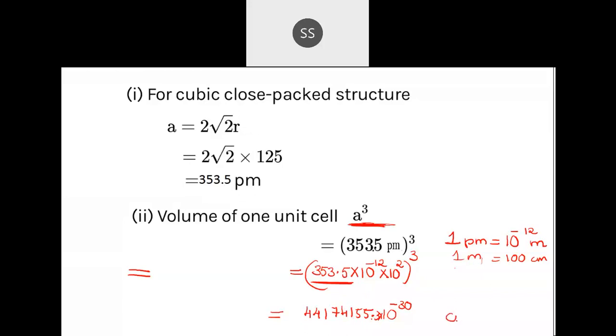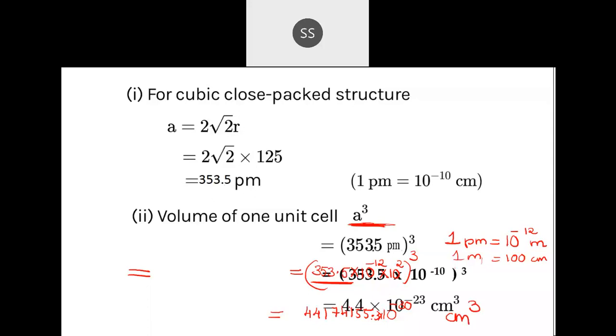So now we are having this in centimeter cube. This is the answer for centimeter cube. See the other place I have just shifted this. After you shift, you get around 4.4. After shifting, I have eliminated all the other numbers. So after shifting, you will get 4.4 into 10 to the power minus 23.